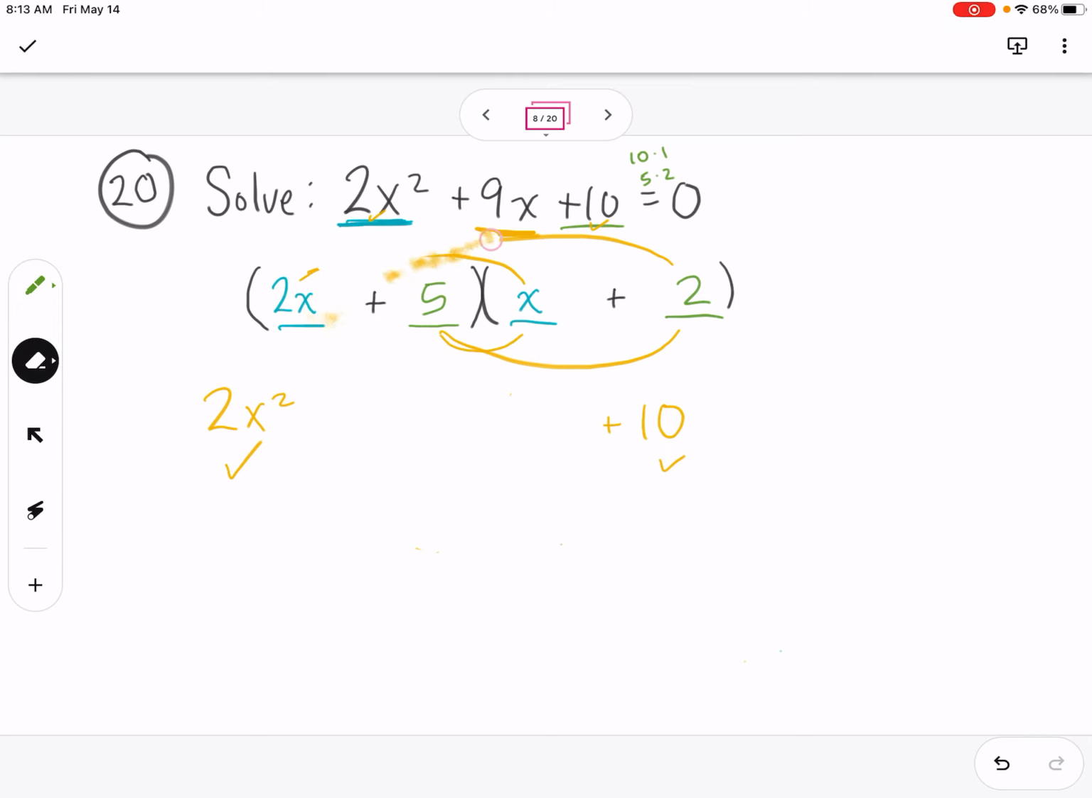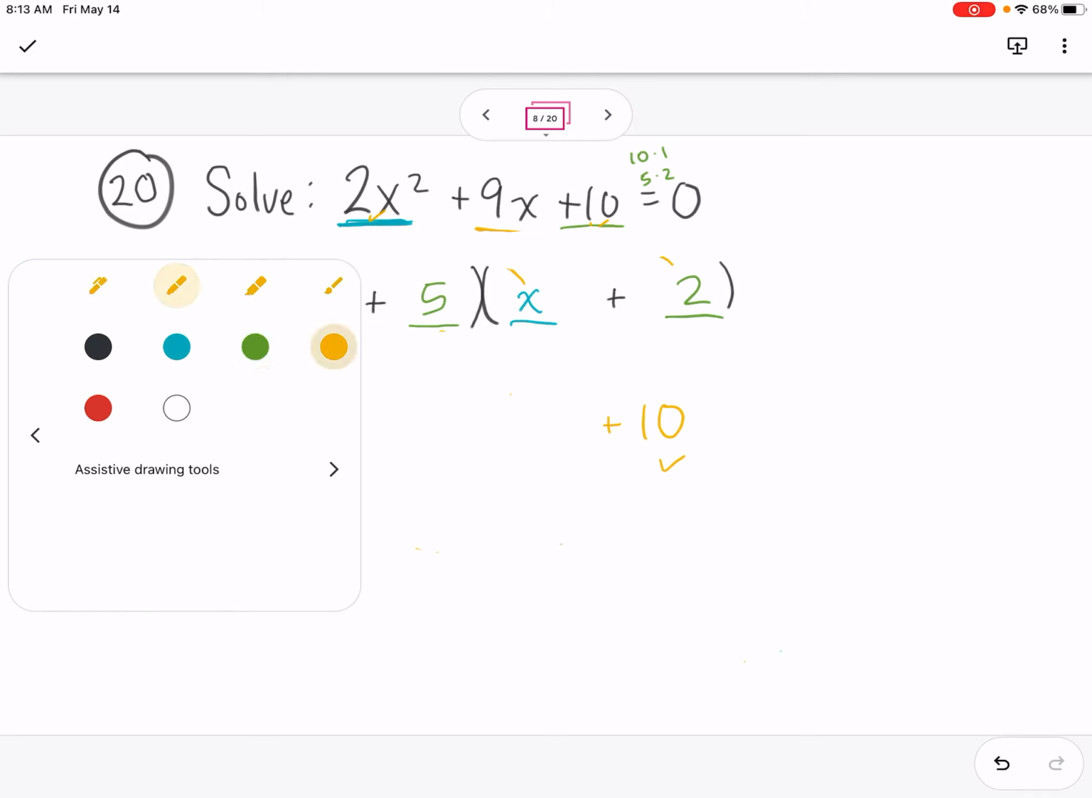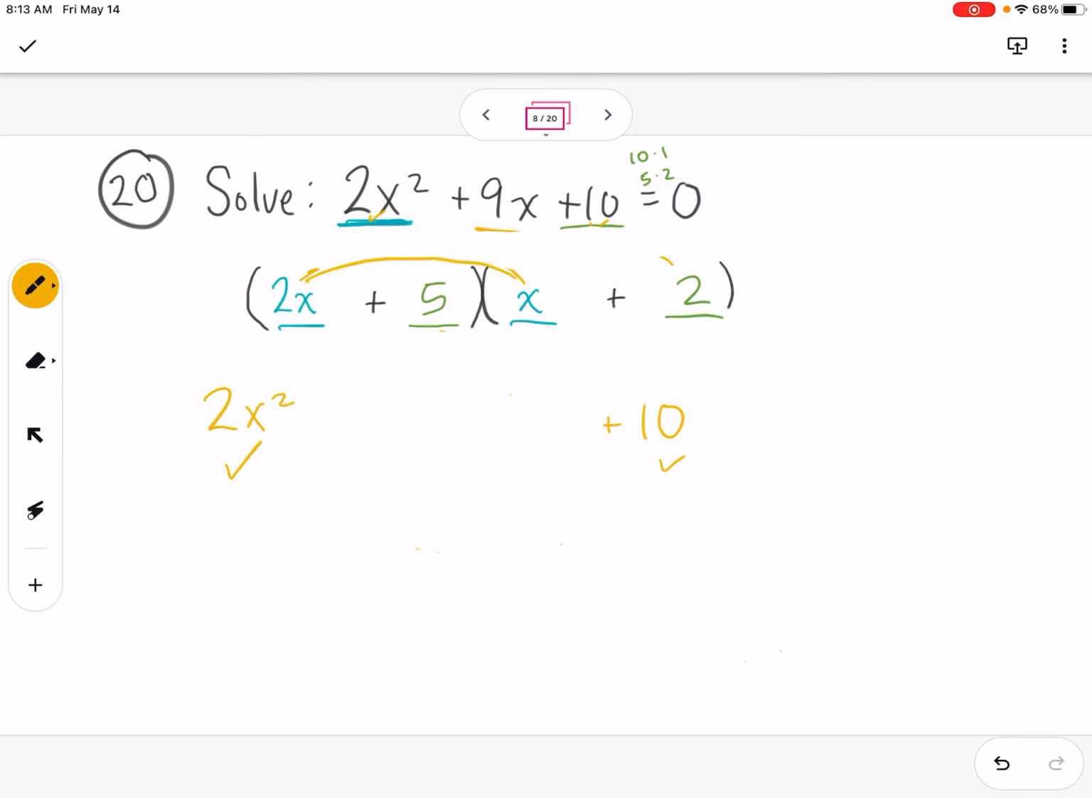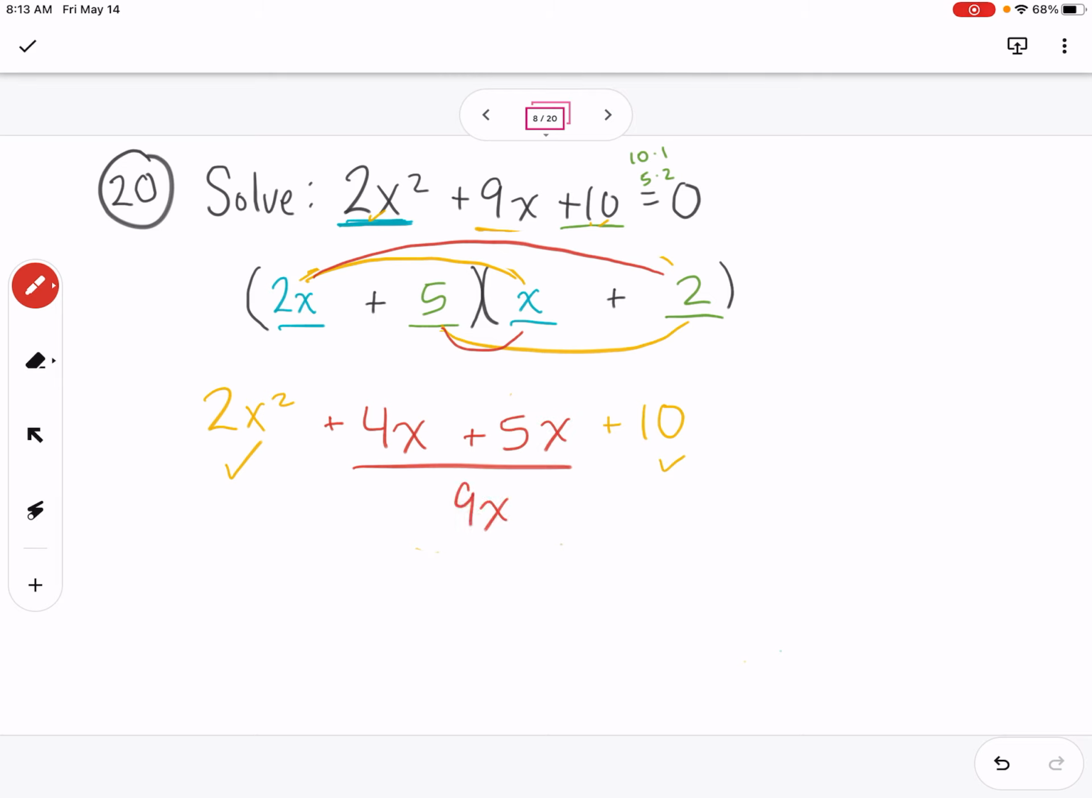So let's try this out. Okay, now, notice I didn't erase the 2x squared and the 10, because that is still, right, 2x times x is 2x squared, and 5 times 2 is still 10. So that actually isn't changing. But here is what's different. 2x times 2 is 4x, and 5 times x is 5x. And does this add to 9? Yeah, it does.